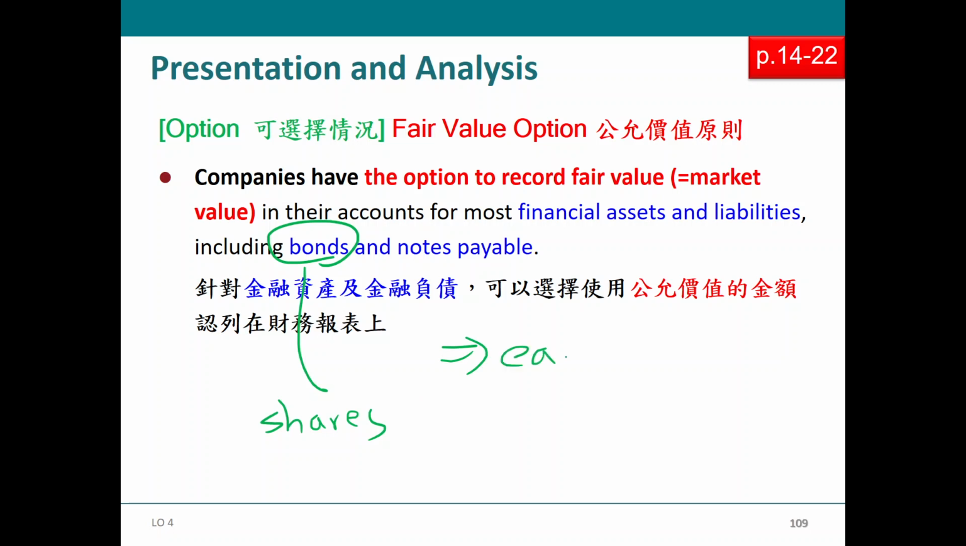For bonds and shares, they are easier to get market value. Why? Apple, could you tell me the share price today? Yeah, you just Google it, you can get it. For bonds, still they are traded in the market. So for them, it's easier to get market value. So okay, we allow you to use it. Otherwise, no, you cannot use the fair value principle because we don't trust fair value.